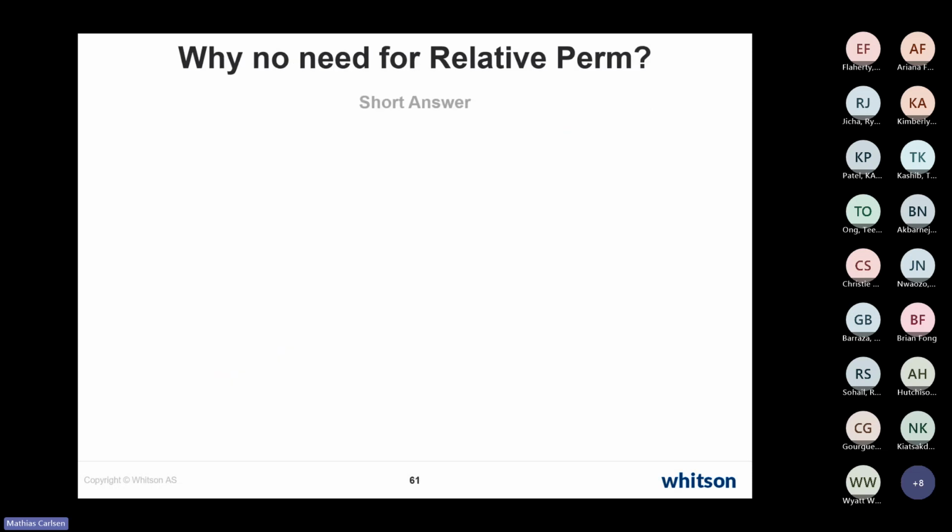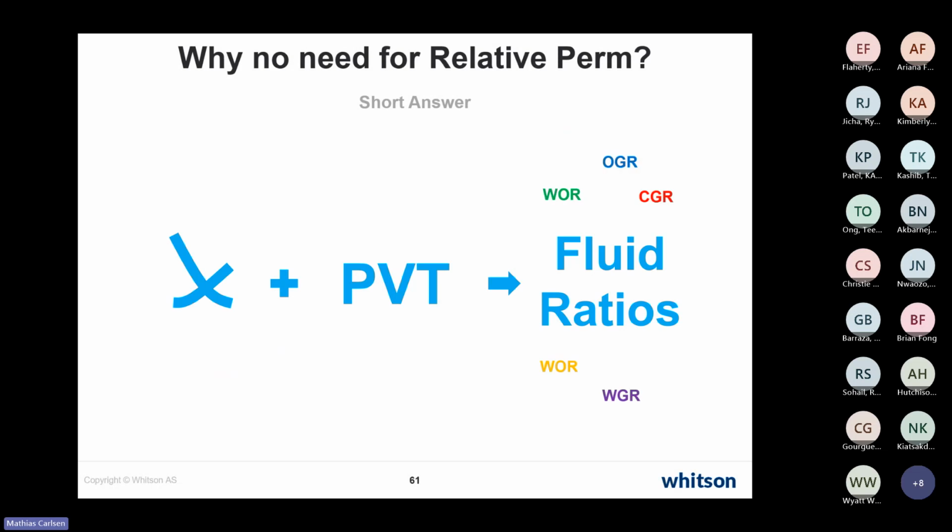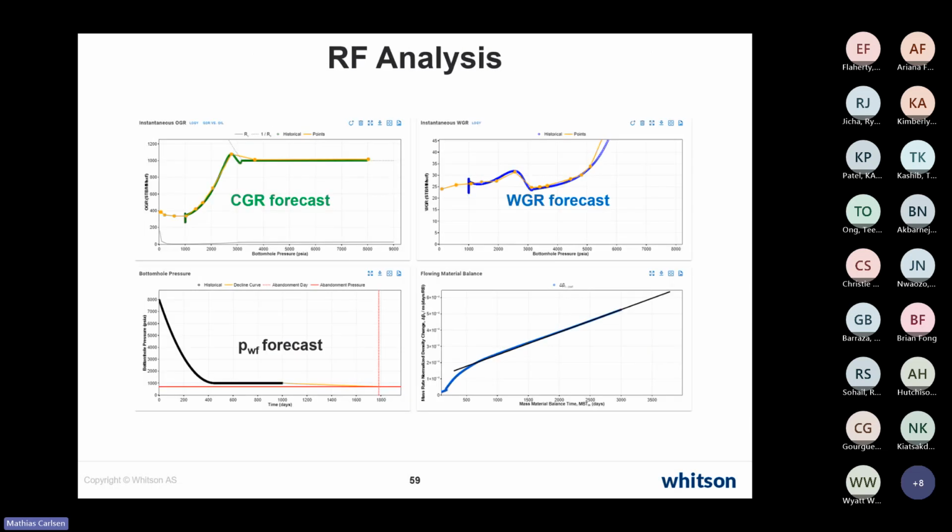A lot of people here ask why you need rel perms for this, or why rel perms are not needed for this particular exercise. The reason is that rel perms are needed together with PVT properties to give you fluid ratios. But if you looked at the last slide, we are actually forecasting the fluid ratios ourselves. So that's the difference why the forecasting piece in this methodology does not require rel perms itself.